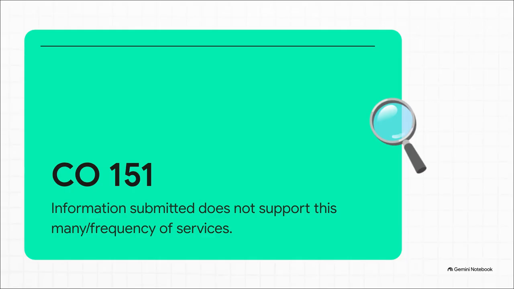So CO151, this one is a direct hit to your revenue stream when payers decide to challenge the frequency of your billed services. By definition, it hits your queue when the payer's system flags your units as just excessive. The code literally means the payment was adjusted because the payer deems the submitted info doesn't support the frequency of services. It's essentially the payer's system raising its hand and saying, wait a minute, this looks like too much.